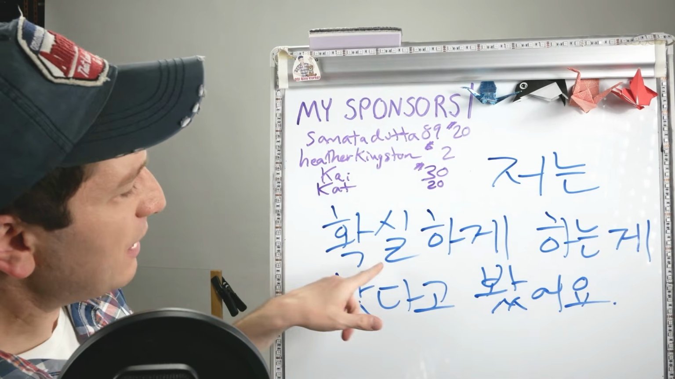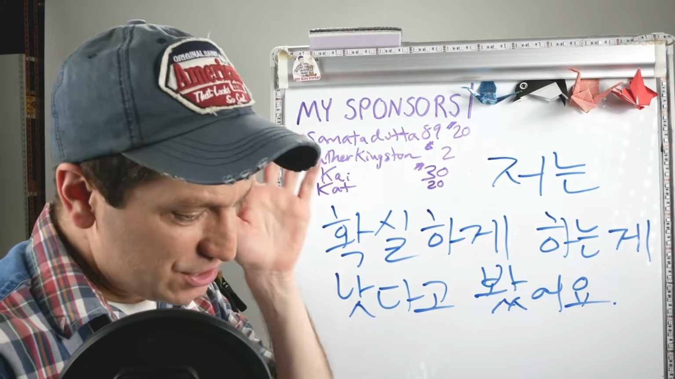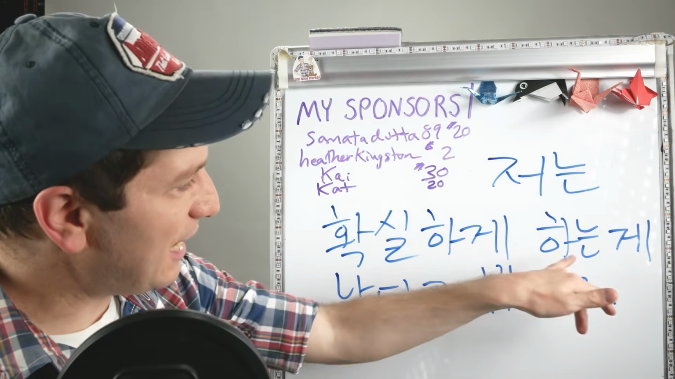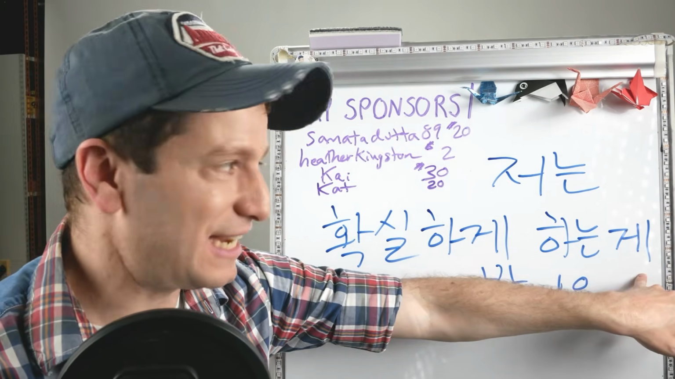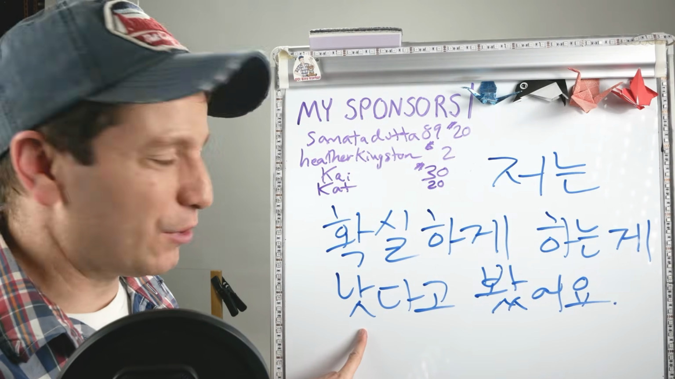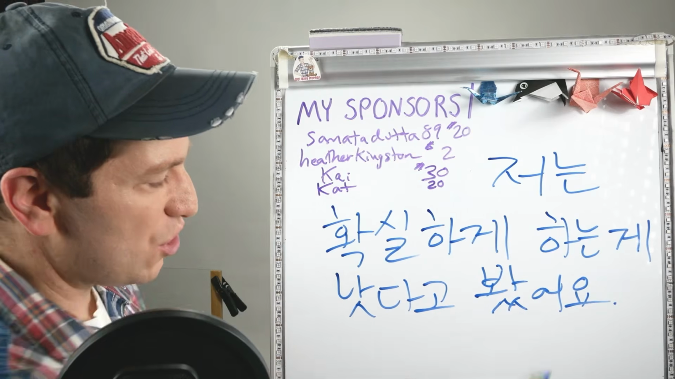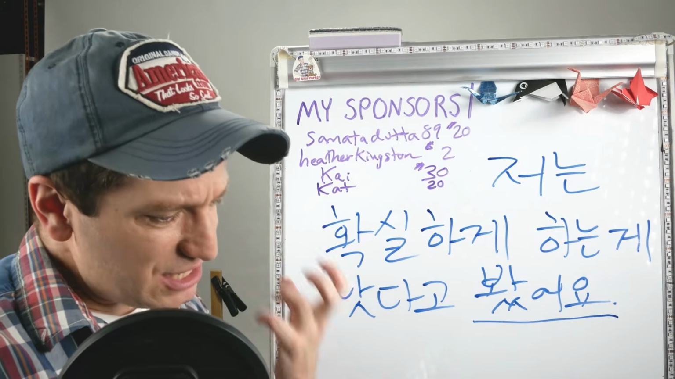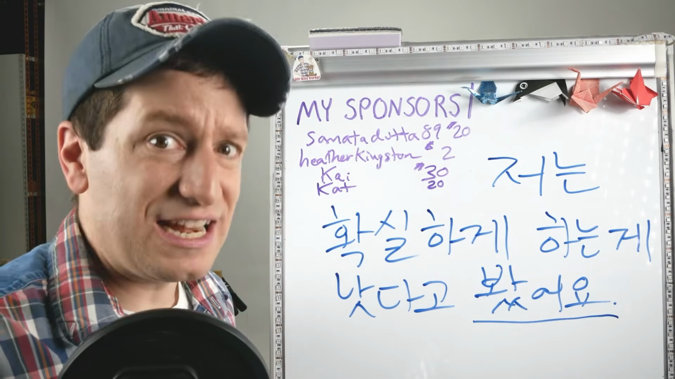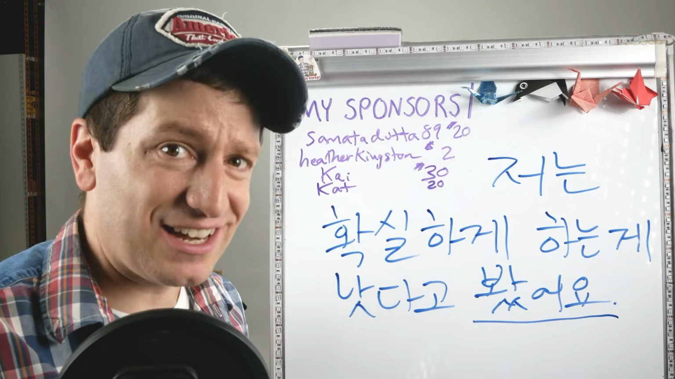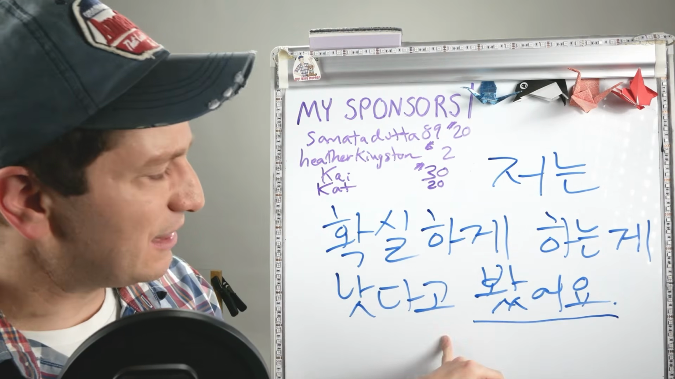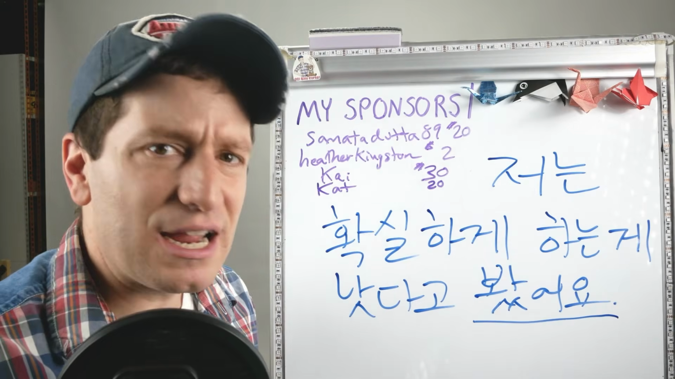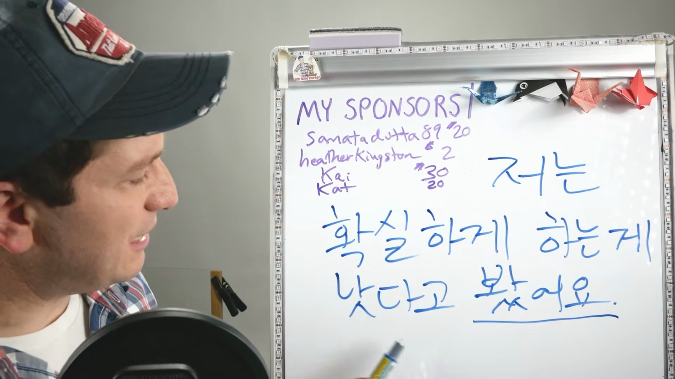저는 I 확실하게 하다. To do something clearly, to do something definitively. 확실하게 하는 게, so 하는 것이 낫다, again, to be preferable, to be better. 낫다고 봤어요. So 봤어요, past tense. I thought it would be better to just make sure, to just do it right, to do it the correct way, to make sure we got it done. 저는 확실하게 하는 게 낫다고 봤어요. So I thought it would be better just to make sure we did it right.